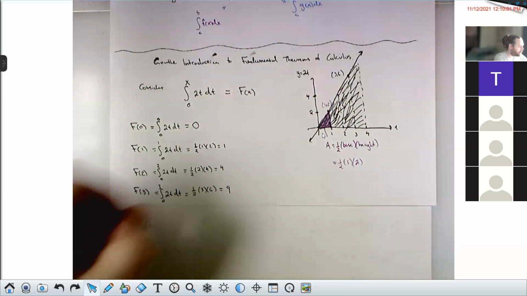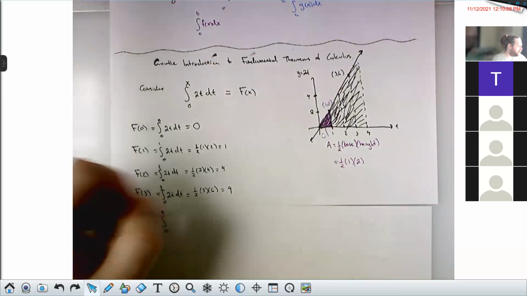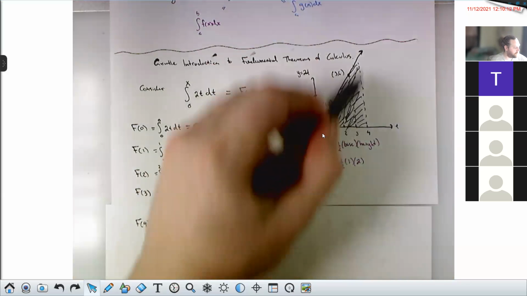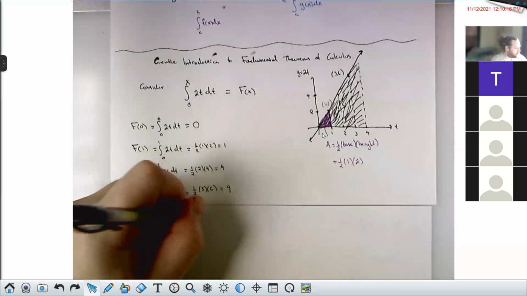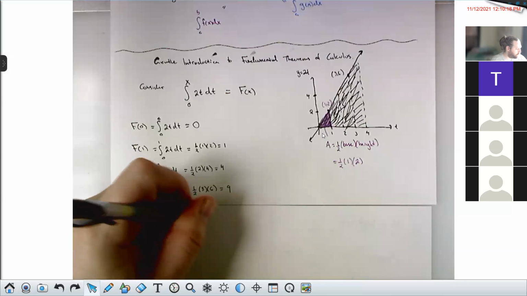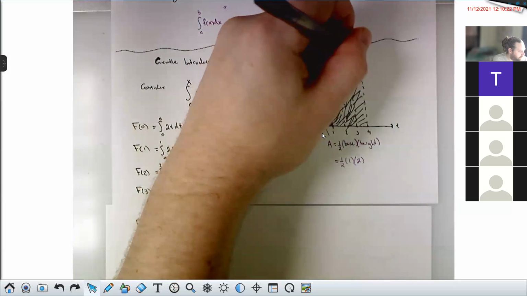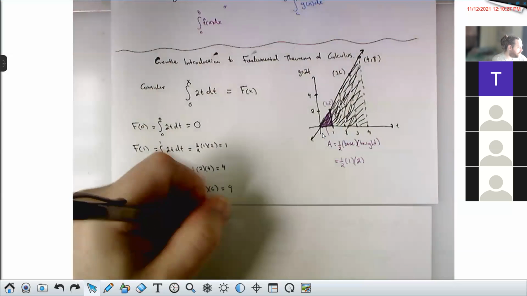So I'll compute F of 4. Sarah's made a conjecture in the chat, and that conjecture is true. So the integral from 0 to 4 of 2t dt would be the area of the big black triangle here, which is 1/2 its base, which is 4, times its height, which would be 8. This point up here would be (4, 8). And that's 16.